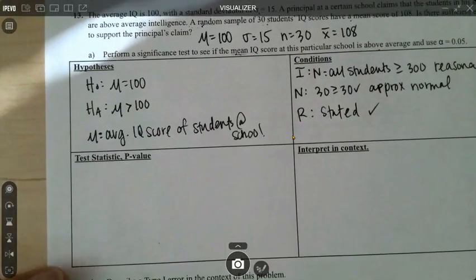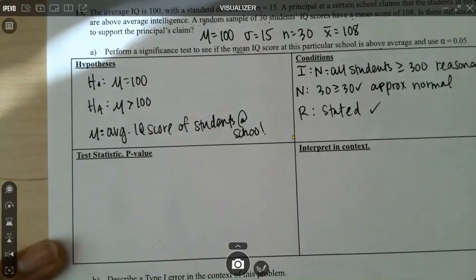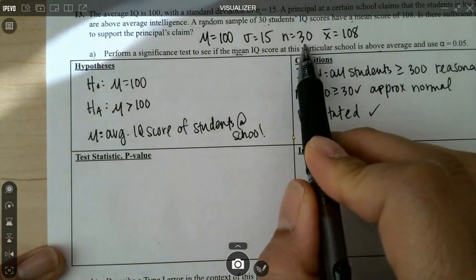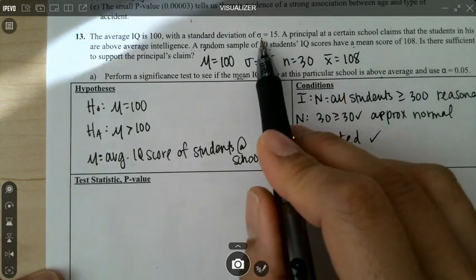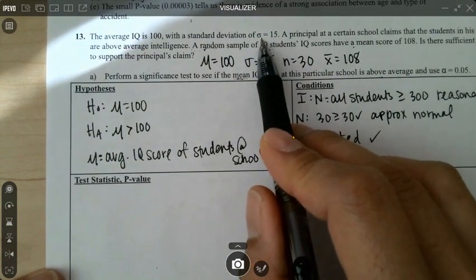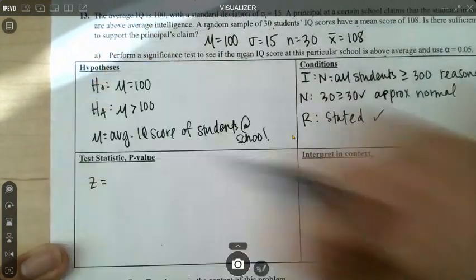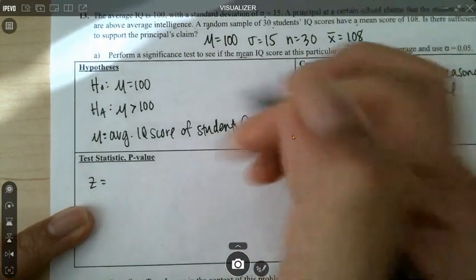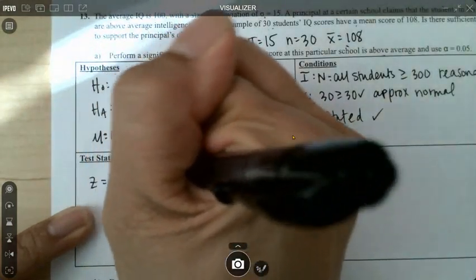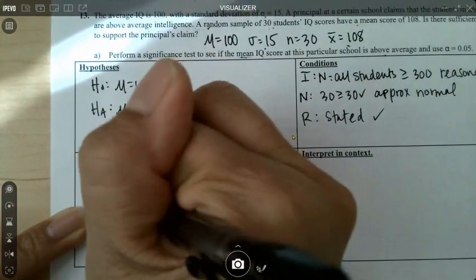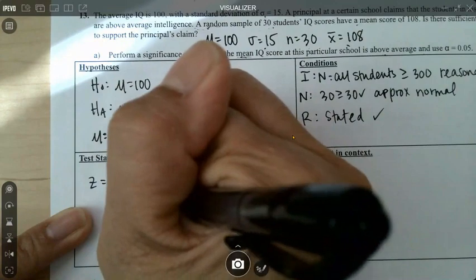All right, now let's go into our test statistic. With means, we need to figure out if we're using Z versus T. In this case our sample size is 30, so that's good, and we know sigma. So we actually are going to use Z for this particular problem. It's going to be x bar minus the mean, so 108 minus 100, over sigma over the square root of n, so the square root of 30.